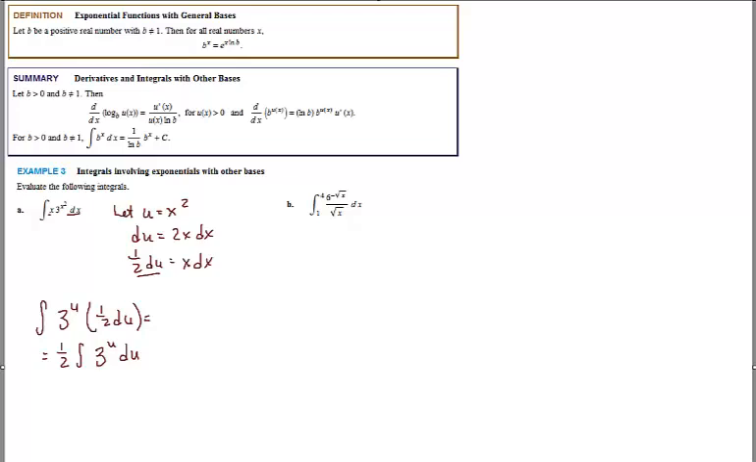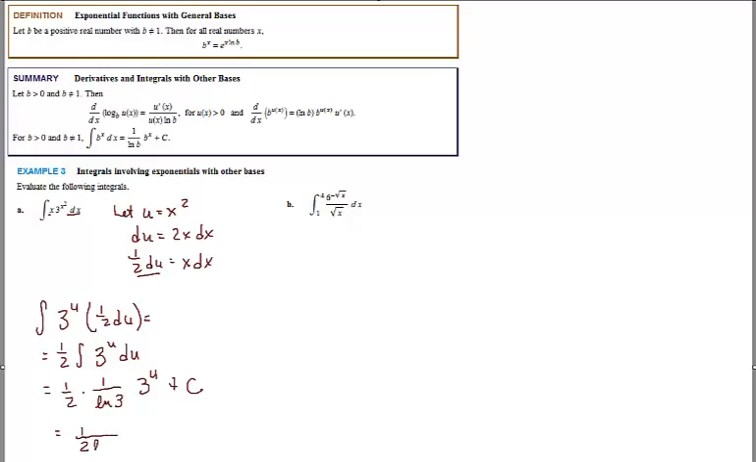I believe that fits this one right here, and that means I'll have 1/2 times 1 over the natural log of whatever that base was, and that base is 3, and then 3 to the u plus c, and then I'll back substitute what my u is, and I get 1/2.